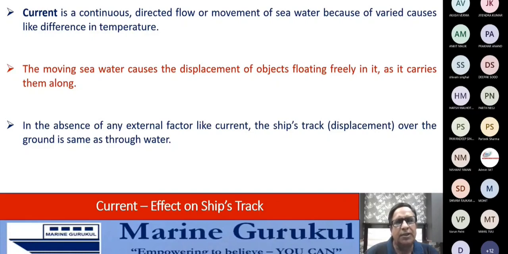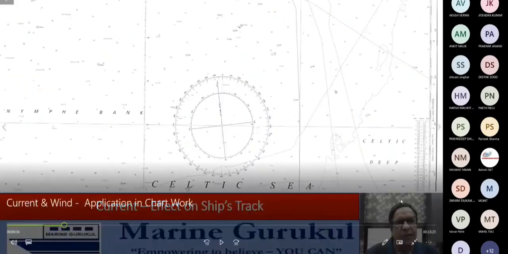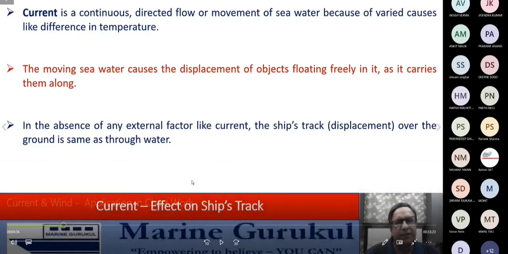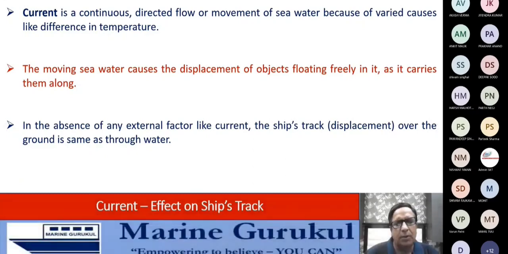So we must understand the difference between track through water and track over the ground. ओके बेटा, यहाँ तक कोई डाउट? Okay, very good. So let's move ahead now. See it on the chart. Difference between track through water and track over the ground.